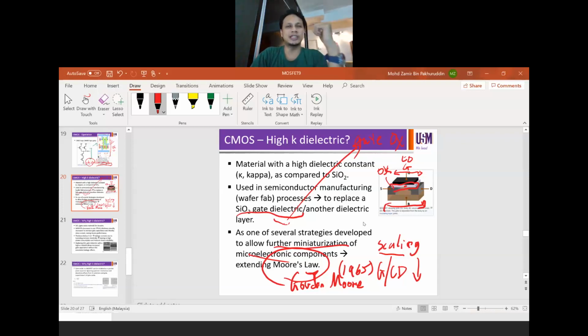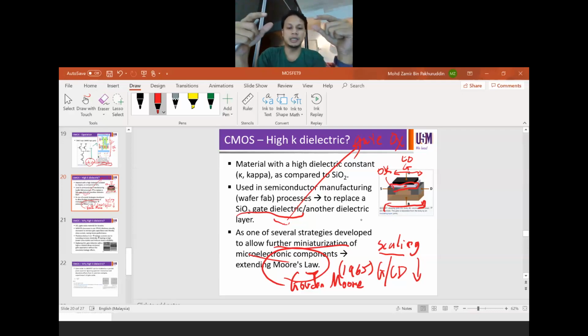So Moore said, based on his observation since 1965 and the years after that, he saw that the transistor density in the chip always doubles every 2 years. So from 1970 to 72 the transistors double, 72 to 74 doubles. So every 2 years, and in fact some other statements say that he also said the transistor density doubles every 18 months, 1.5 years or 2 years or so.